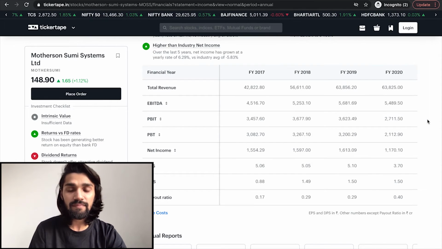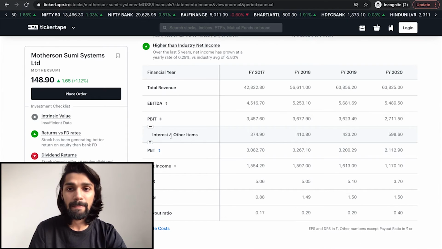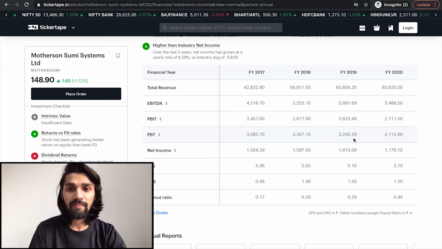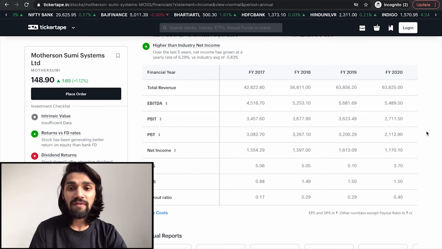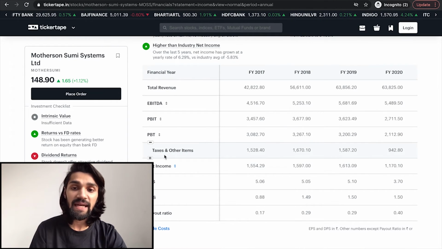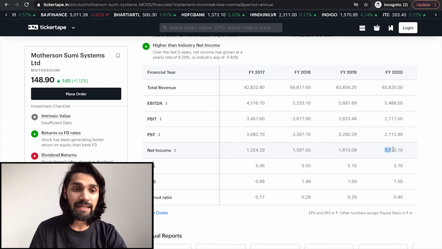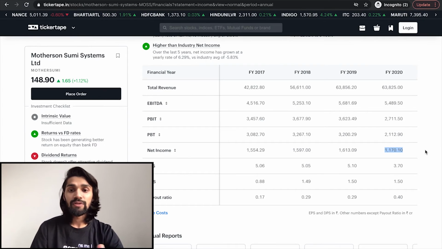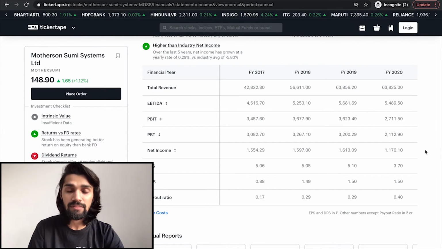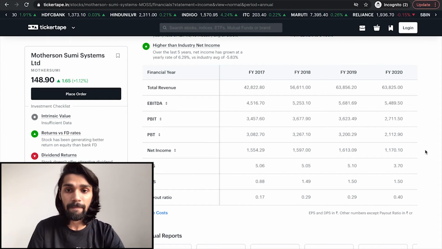2,711.5 crores. And from that we subtract interest. So we get PBT. PBT is 2,112.9 crores. And now from that we subtract tax and we finally have the net income. So the net income is 1,170.1 crores, right? So this is the net income. This is the total amount after all the deductions that the company has earned.